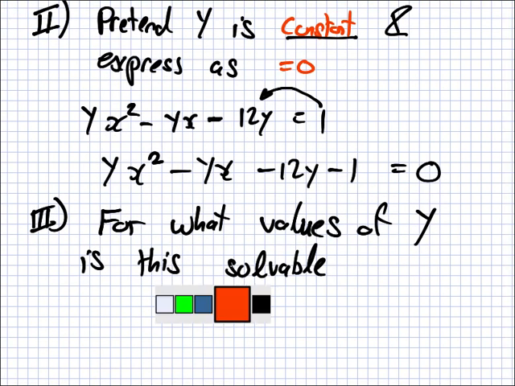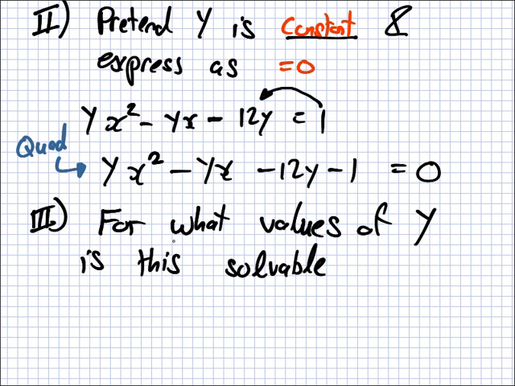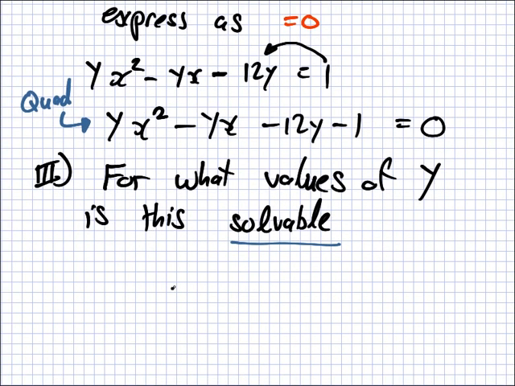So the question is, I want this to have an answer. What type of equation is this? What's this one called? This is a quadratic. And I want it to be solvable. I want it to have answers. So what do you remember about quadratics if you want them to have answers? Delta. Good. What about delta? Bigger than or equal to 0?